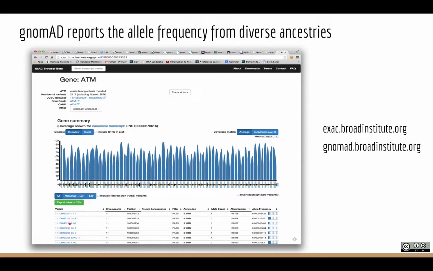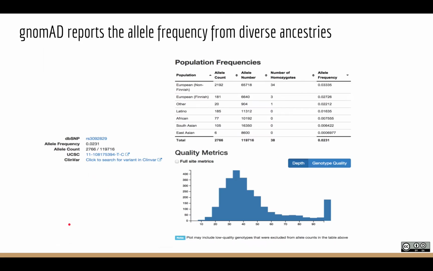But were I to click on any one of these variants, what you get is something like this. It's a breakdown of how many homozygotes and heterozygotes were observed among all the individuals that they studied, broken down by their predicted ancestry. And so in this case, we can see this variant is quite rare in people of East Asian ancestry, but is fairly common in Europeans, non-Finnish Europeans.